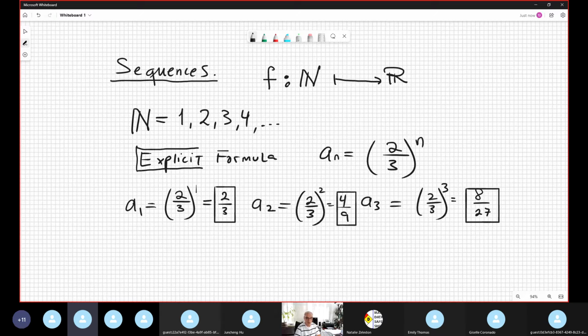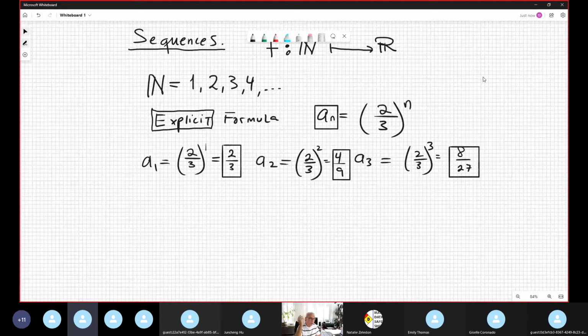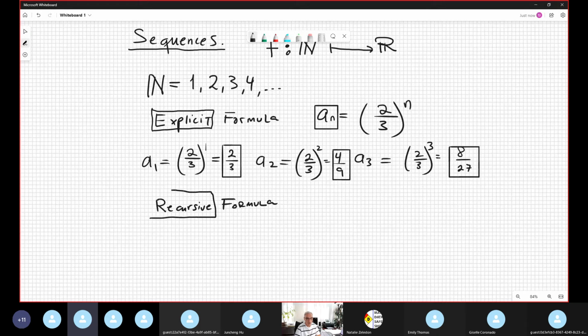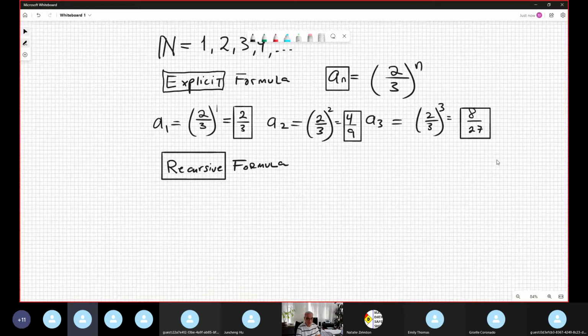The majority of the examples we are doing are given the explicit formula. It's just plugging in. That's it. However, we have another important way to represent sequences, which is the recursive formula. I want to explain the recursive formula now. Sometimes it's not easy to guess the explicit formula. So I bring one example to illustrate this idea.